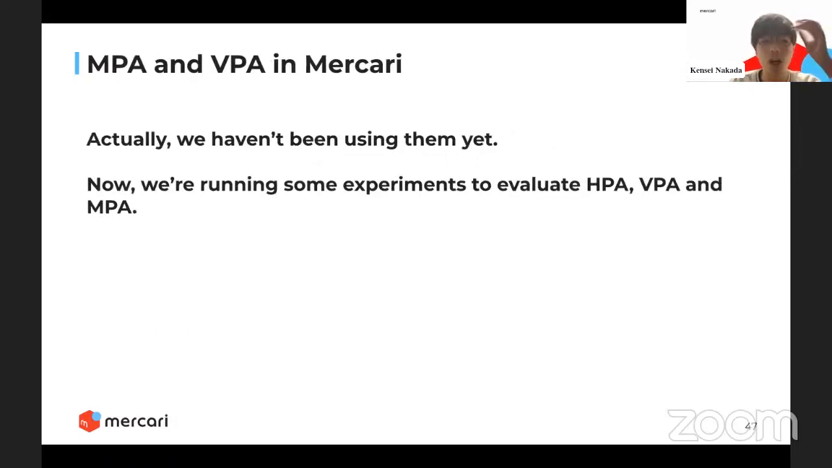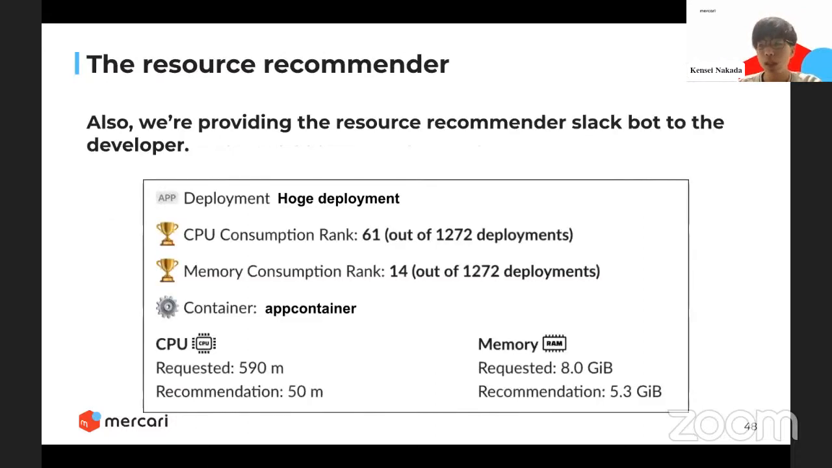So yeah, we have MPA and VPA on the table, but actually we haven't been using them yet. So we are running some experiments to evaluate all of our options and try to find the best autoscaling way to fit our use case. Other than that, we actually have the resource recommender.